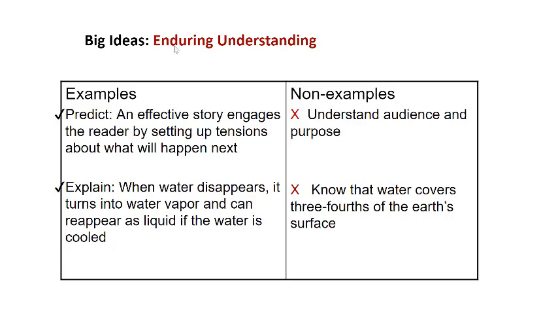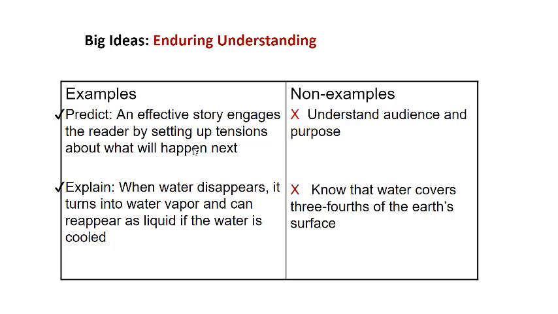Let's take an example about the enduring understanding or the big ideas. For example, to predict an effective story, engage the reader by setting up tensions about what will happen next. So for example, your students will read a story. Are you going to ask them who are the characters in the story, where they go, what's the end of the story? No, these are direct questions. But we don't want only to understand the audience and the purpose, we need them to predict what will happen next.